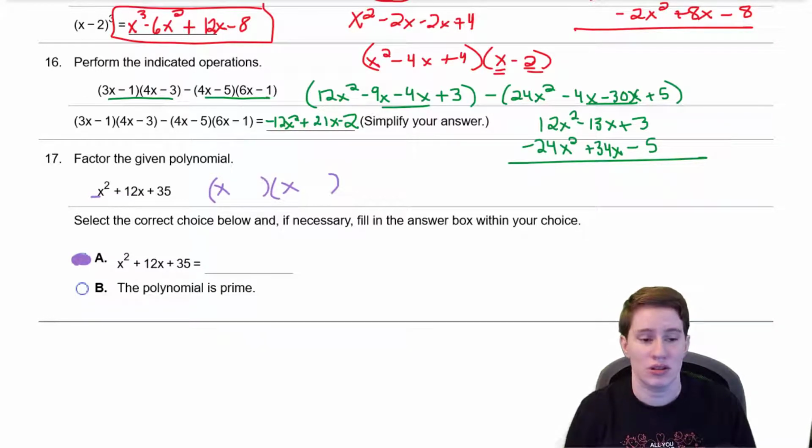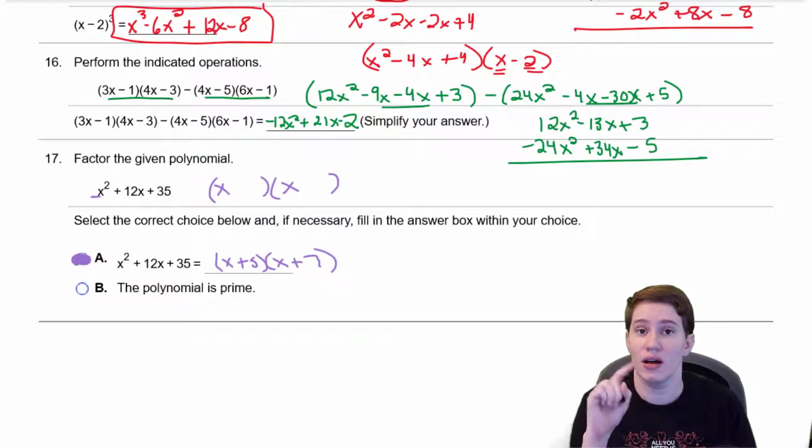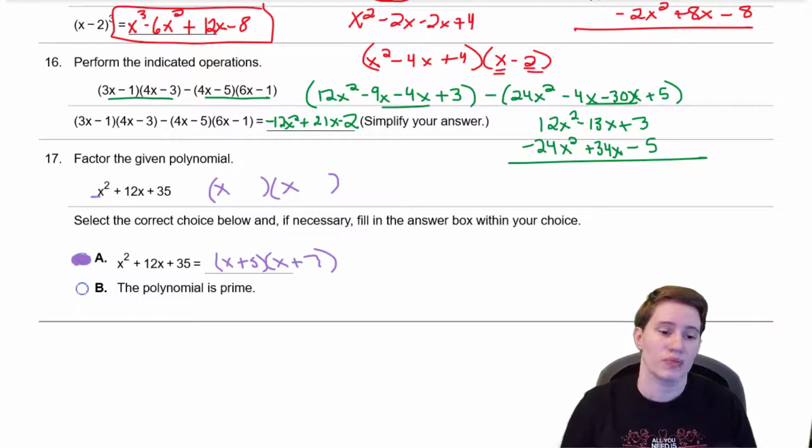So think of the factors of 35. All of our choices are 1 and 35 or 5 and 7. 5 plus 7 is 12. So this would be x plus 5 and x plus 7. Or you can write that in the other direction, and that would also be a correct answer.